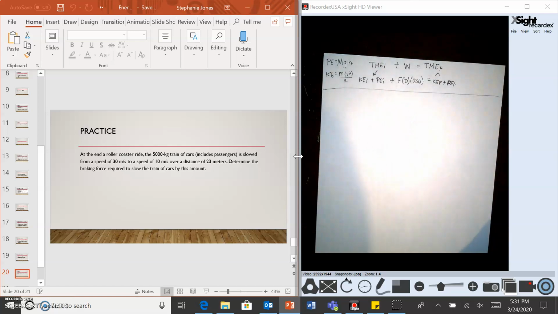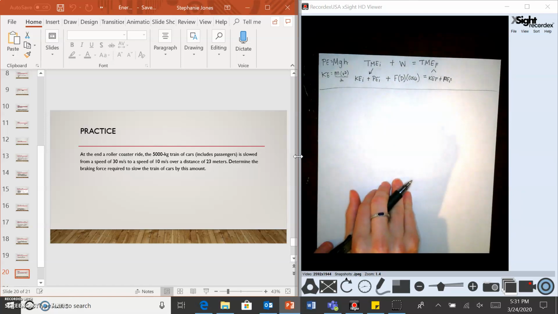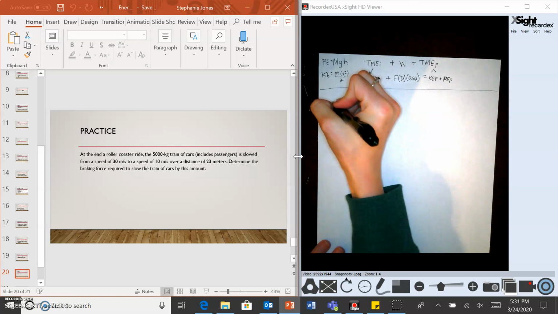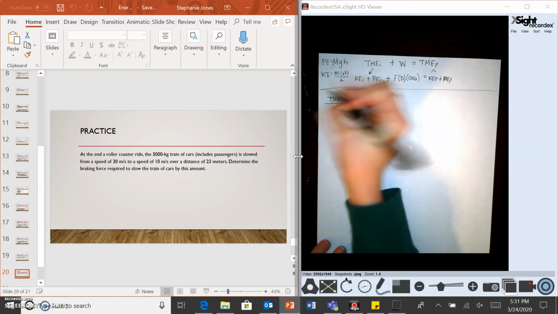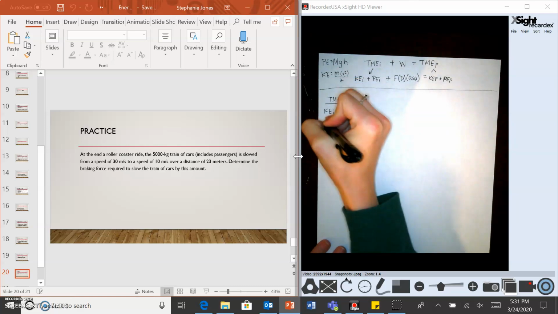It says, at the end of a roller coaster ride, the 5,000 kilogram train is slowed from a speed of 30 meters per second to a speed of 10 meters per second over a distance of 23 meters. Determine the force required to slow the train of the cars. So whenever we're looking at these problems, we're going to be setting it up the exact same way every time.